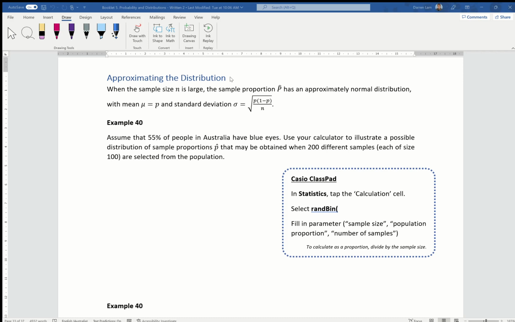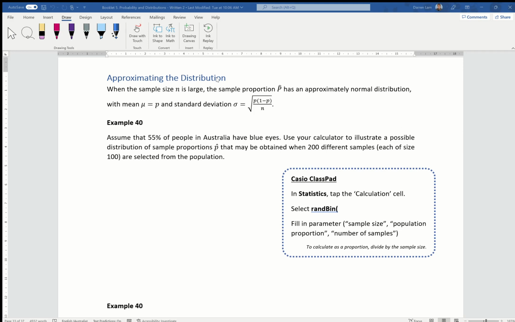But you can see that each of these cells represents 100 individuals in a sample, and what that sample proportion is. For example, in cell number 2, 0.54 means that out of the 100 people we picked for that specific sample, 0.54 of them have blue eyes. Okay, so that's what that means.